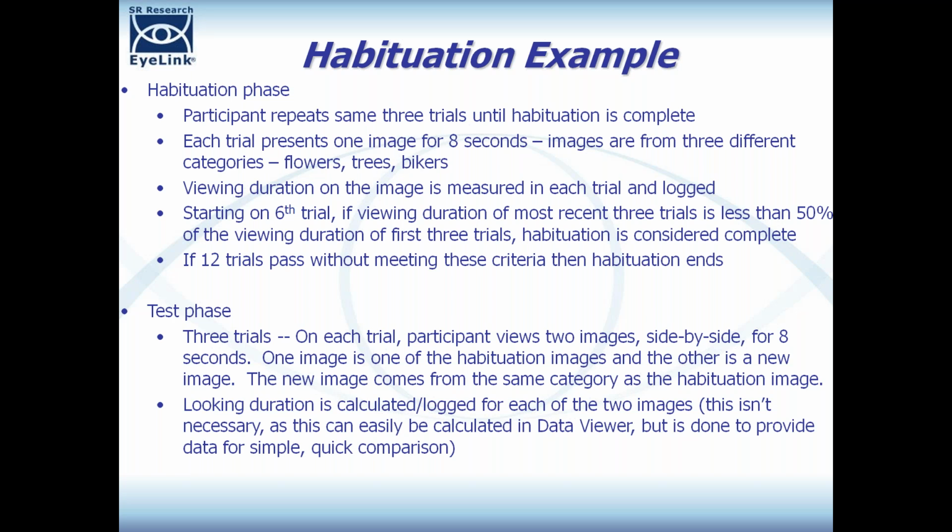After the habituation phase, the project will go into a test phase. In that test phase, there will be 3 test trials. On each trial, the participant will see 2 images side by side for 8 seconds. One of these images will be one of the habituation images, and the other will be another image of the same category, but it's a new image to the participant. So on the flower test trial, the participant will see the flower picture that was shown during the habituation phase and a new flower picture side by side.